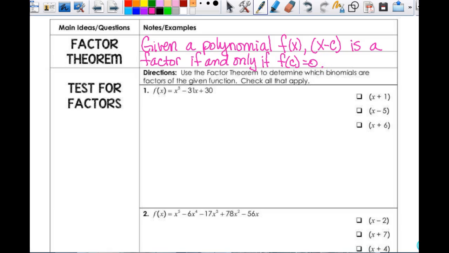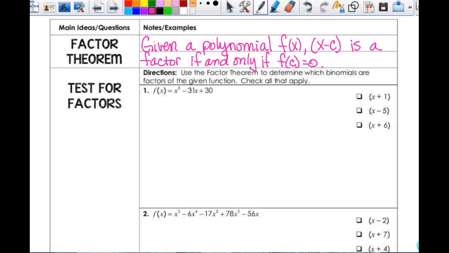And that "if and only if" wording is important because it tells you that x minus c is a factor if f of c equals 0, and if f of c equals 0, then x minus c is a factor. That's why we talk about converses and contrapositives and conditional statements in geometry, because once you get into theorems, you're going to have to read through them and make sure you understand which direction they work. That understanding is going to be important to you.